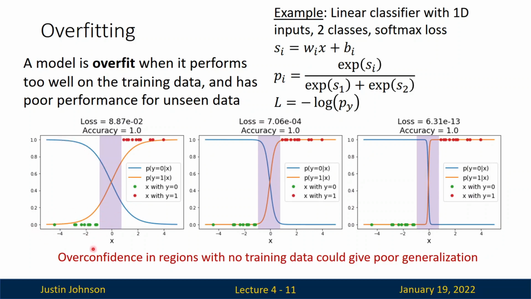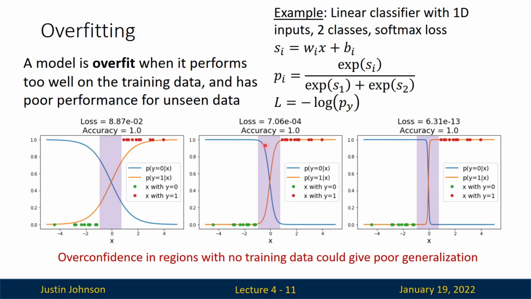It means the green dots. Okay, so this is our weight matrix. I use the linear classifier to generate a score, and this is the cross entropy loss. Okay, so let's see. For this case, the loss is 8.87 times e to the negative 2 order, and the accuracy is 100. It means totally correct.